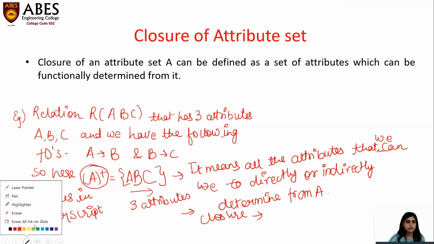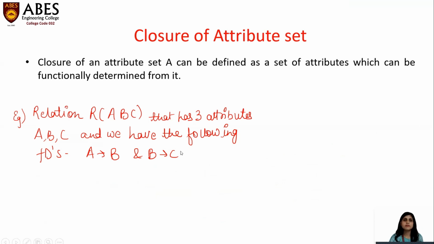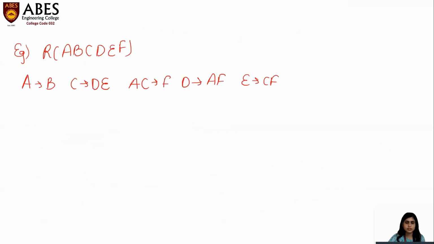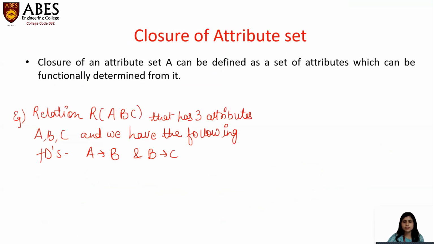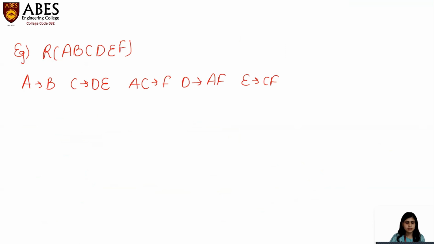Now let's get back to the formal definition. Suppose we have an attribute set A. The closure of an attribute set A can be defined as the set of all the attributes which can be functionally determined from it. Let's understand this definition again with an example. Here there is a relation R.